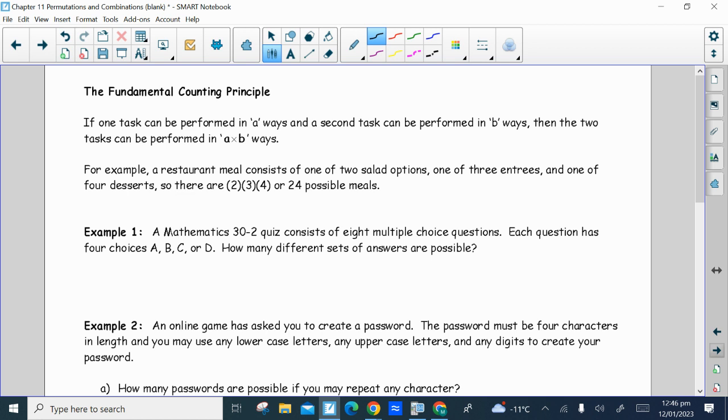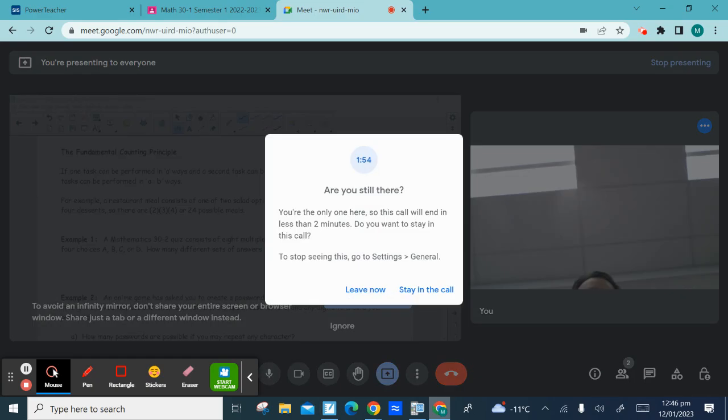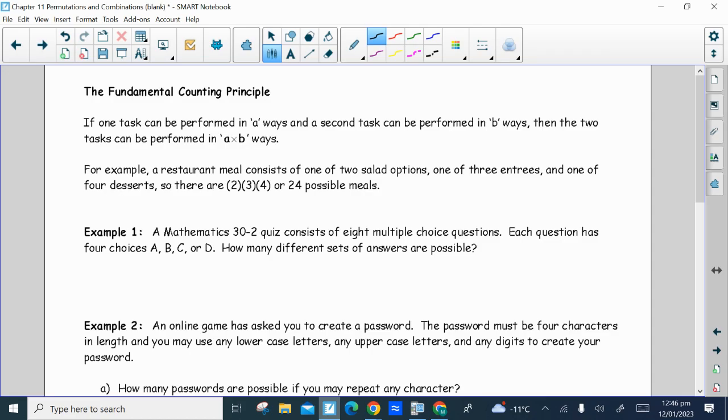For example, a restaurant meal consists of one of 2 salad options, 3 entrees, 4 desserts. So the number of possible meals there, if you choose one from each category, would be 2 times 3 times 4, or 24 different meals are possible. So let's look at some examples using this fundamental counting principle.